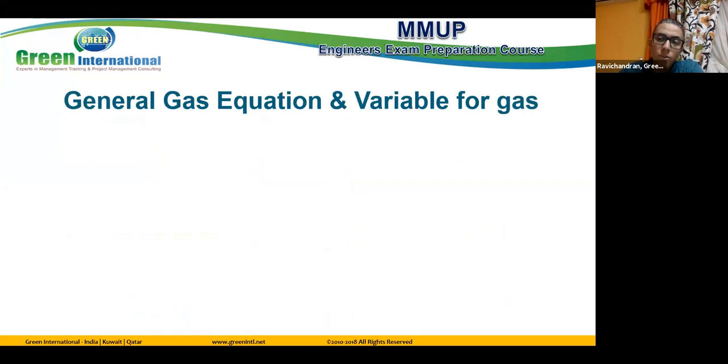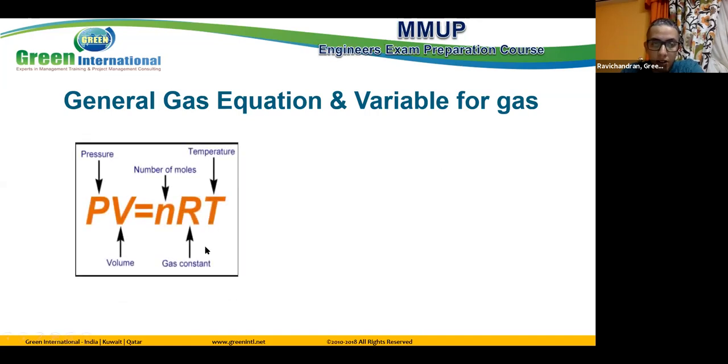So at the end we have four equations: Boyle's, Charles', Gay-Lussac's, and Avogadro's hypothesis. These four equations are for gas studies. The general gas equation, maybe we write it in different forms when we solve problems. Here is the topic or the lesson for this one: the general gas equation and variables for gases.